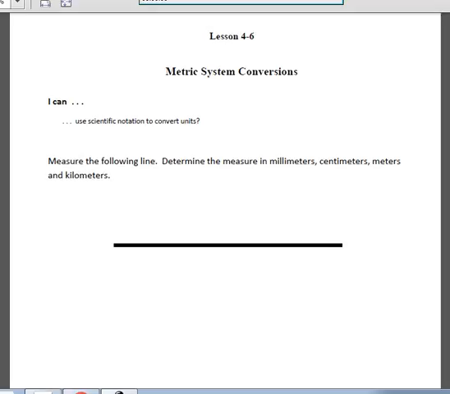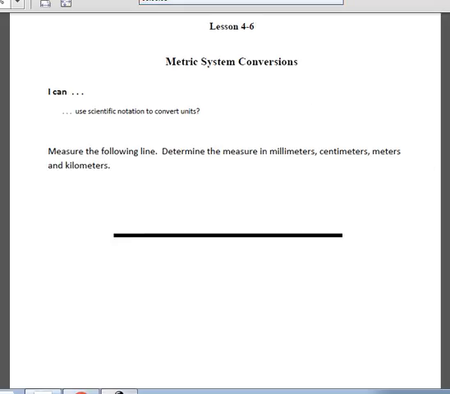Welcome to the video notes for lesson 4-6, metric system conversions. This begins on page 26 of your notes packet. Let's take a quick look at the learning target. I can use scientific notation to convert units.